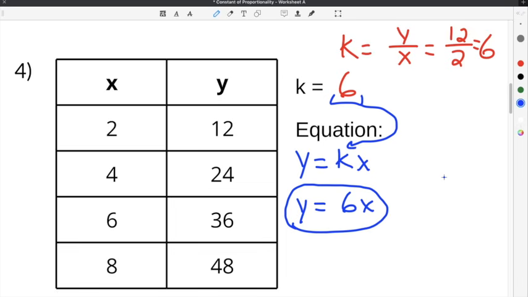Hopefully this video is helpful for helping you answer the question, what is the constant of proportionality?